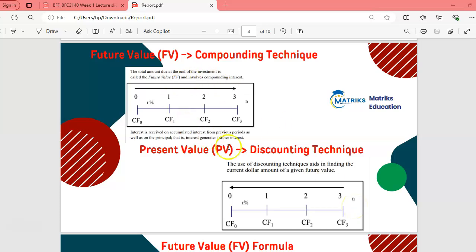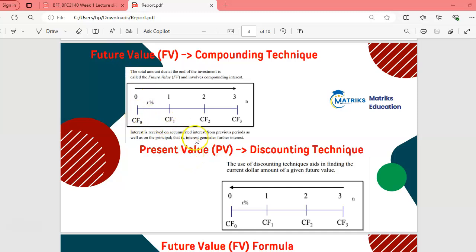Okay, for example, the concept of present value. Suppose that in the next 3 years you will get $1,000 from your investment, and every year you will receive 6% interest. Now you need to understand how much money you need to invest to get $1,000 in the next 3 years. In order to calculate that, you can use the present value formula. So that's the definition and the difference between future value and present value.